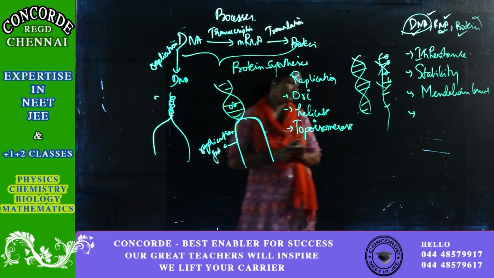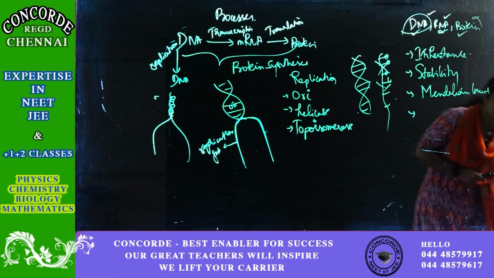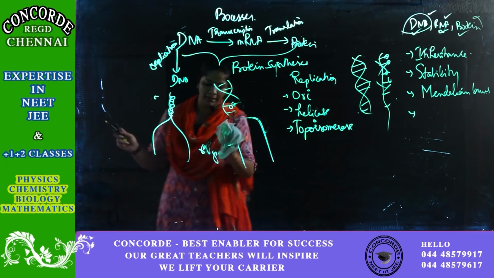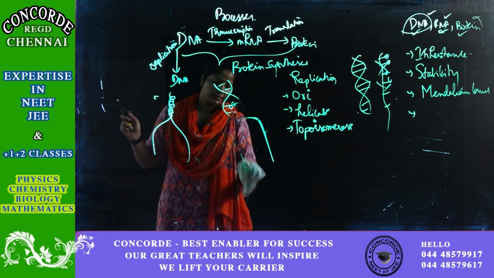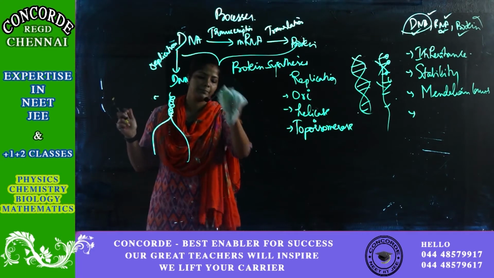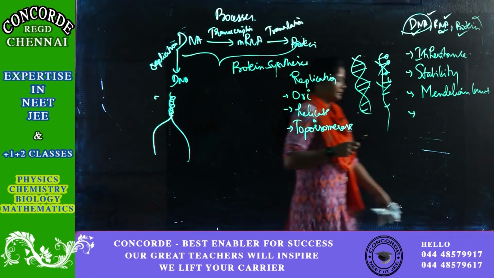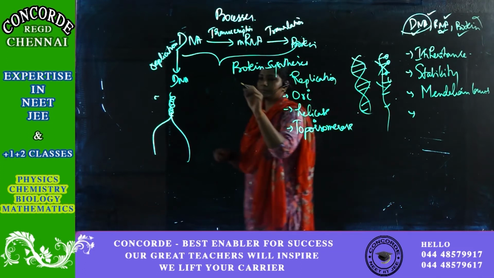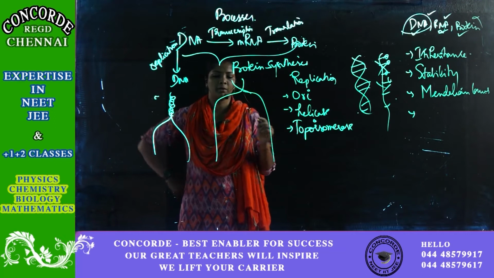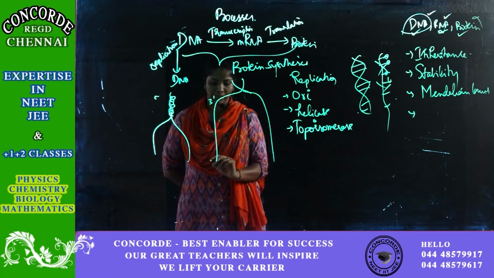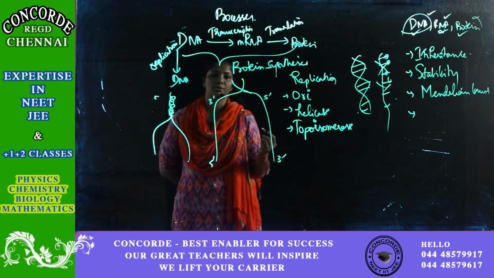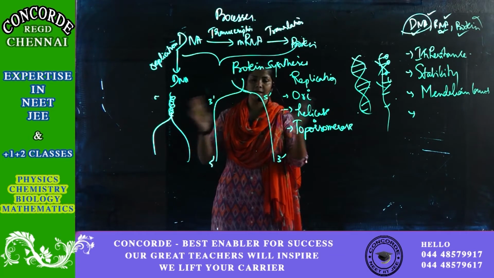Okay, so now to start this process, I'm just drawing the diagram again because the space won't be enough. Okay, so now, these are the two strands which are open. You know that there will be two orientations. One is 3' to 5', the other one is 5' to 3'. Correct? So when you open, the strands are also separated.